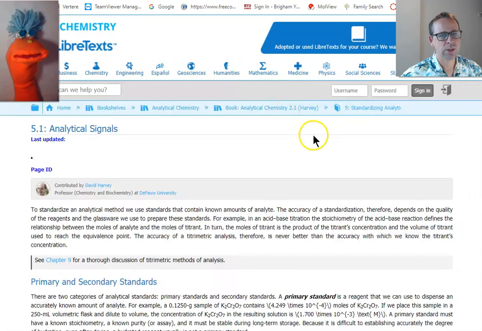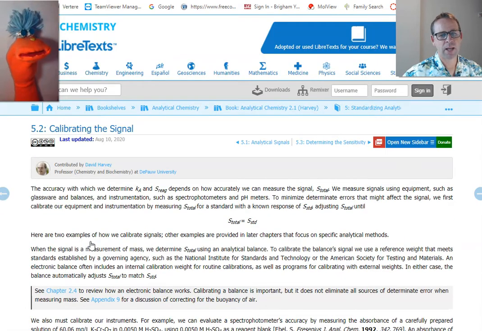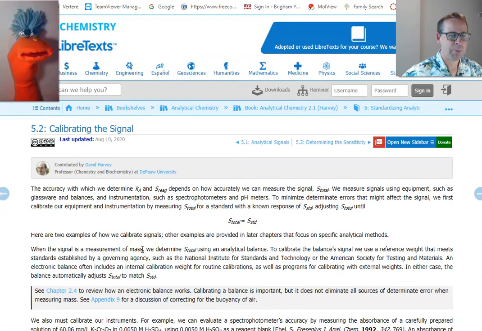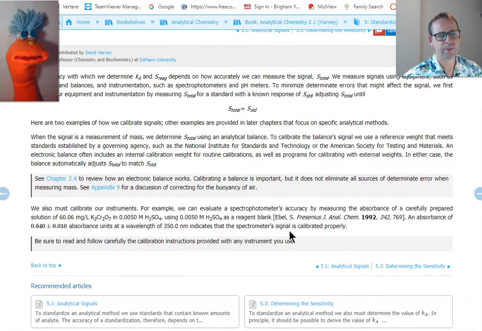So, let's take a look at how we calibrate our signal. When we calibrate our signal, essentially what we're trying to do is get how much total signal is from our analyte. If we have a standard, we want to know how much of the total signal is from our analyte, as opposed to the material in the matrix. Okay?